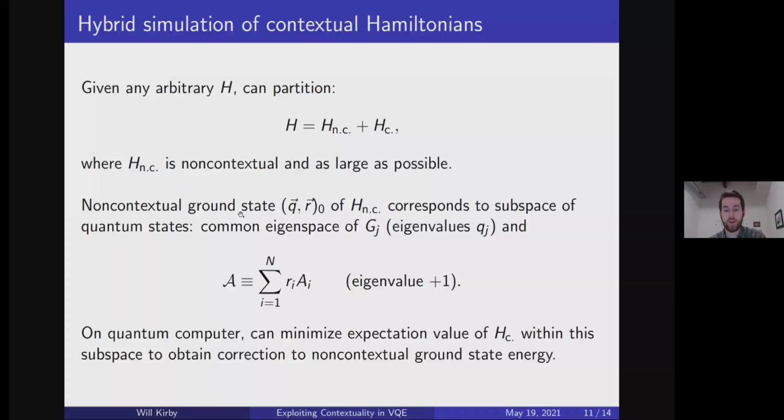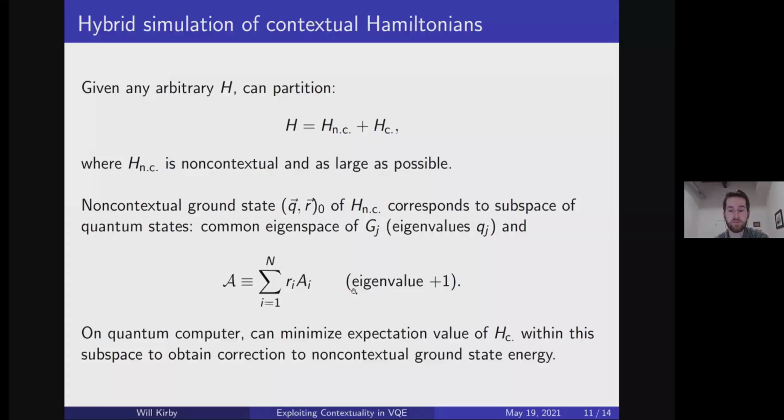Well, the energy minimizing parameter setting for the non-contextual part, which we can call the non-contextual ground state, it's just this parameter setting here. This corresponds to some subspace of quantum states. And in fact, this subspace is very similar to a stabilizer subspace. Since the parameters Qj are plus minus 1 in their eigenvalues for the commuting generators, the non-contextual ground state lives in the corresponding common eigenspace of the G sub j's. And it also turns out to be in the plus 1 eigenspace of this operator script A. Script A is a linear combination of the anti-commuting generators A sub i, weighted by their expectation values R sub i in the non-contextual ground state.